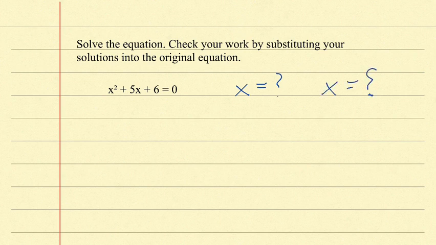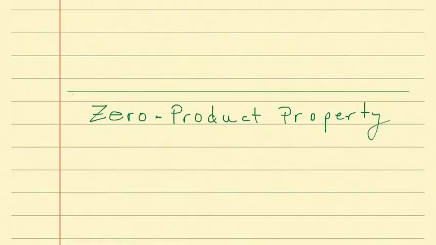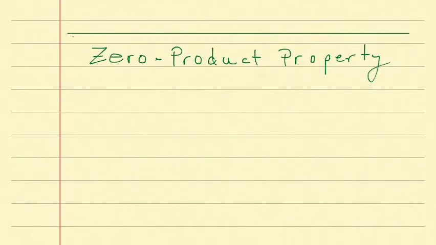How do I know there are two numbers that make this true? Let's not worry about that right now. Let's pretend we know that there are two numbers that make this true. How are we going to find them? We are going to use an amazing thing called the zero product property. And here's what the zero product property tells us.